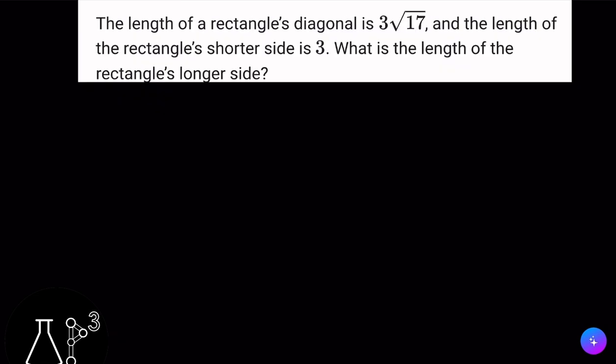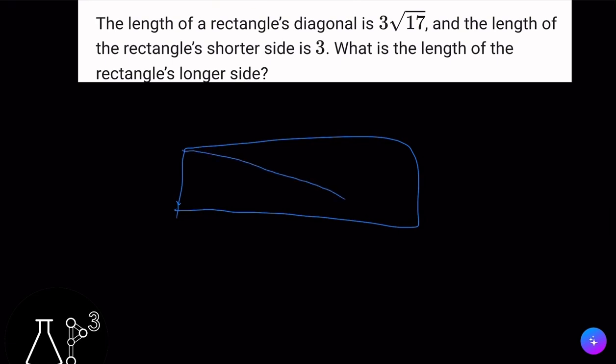Okay, let's do the last question. The length of a rectangle's diagonal is 3 times the square root of 17, and the length of the rectangle's shorter side is 3. What is the length of the rectangle's longer side? So let's draw our rectangle, because that's what's given, obviously. We're told the diagonal is 3 times the square root of 17. Notice how I create the diagonal line.